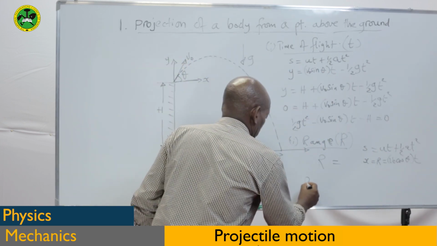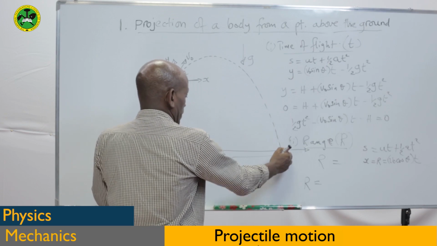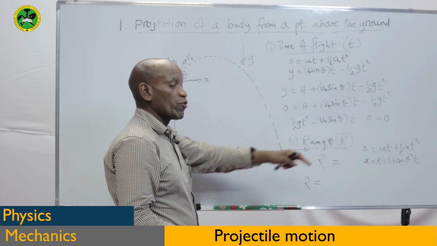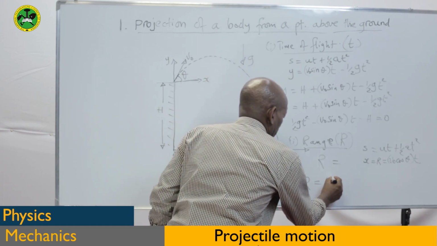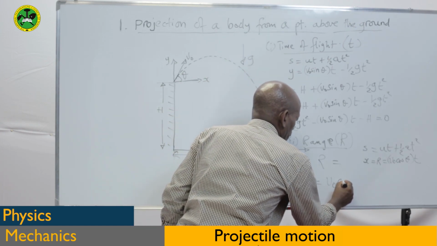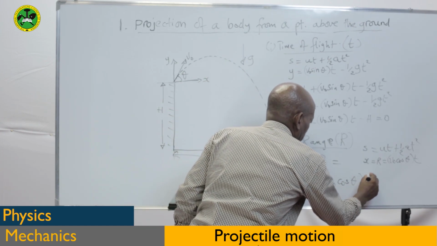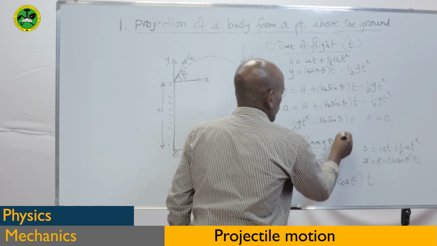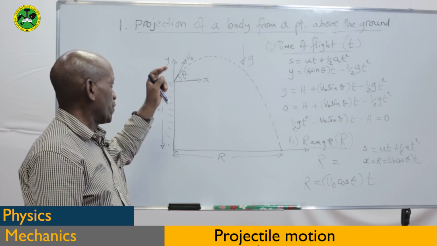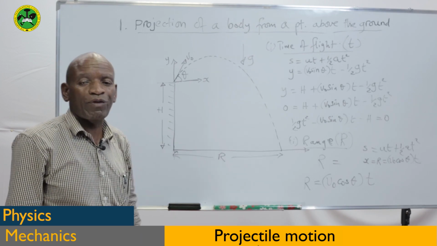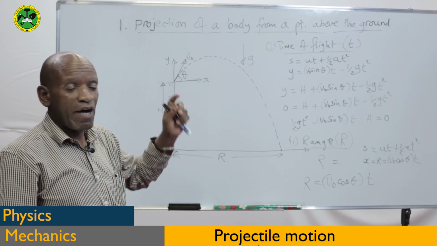So for that particular case, we are just going to determine the range r. As long as you know the time of flight t, you just have to multiply the horizontal component of velocity, which is v naught cos theta, by the time of flight, which you could have already obtained in the first expression. So this is the first part of projection of a body from a point above the ground.